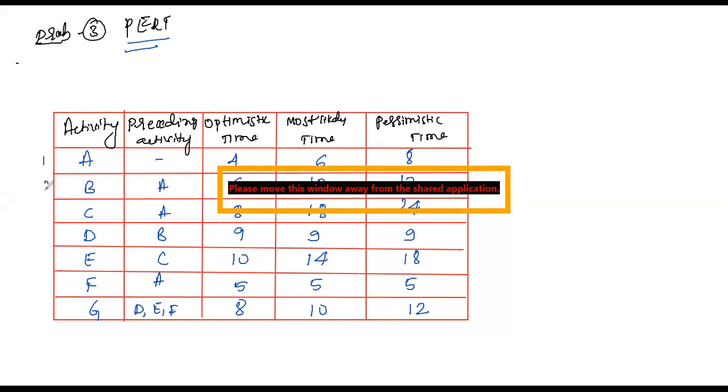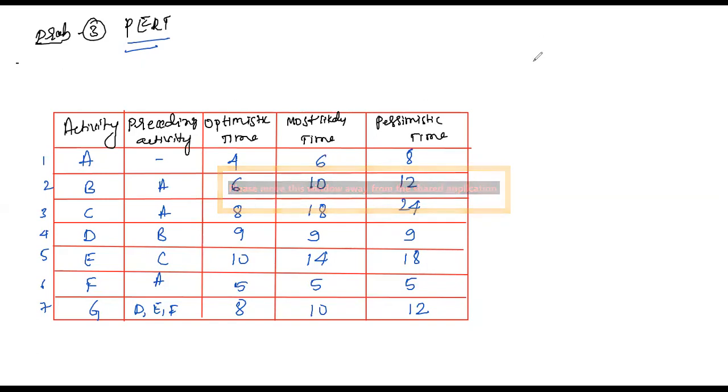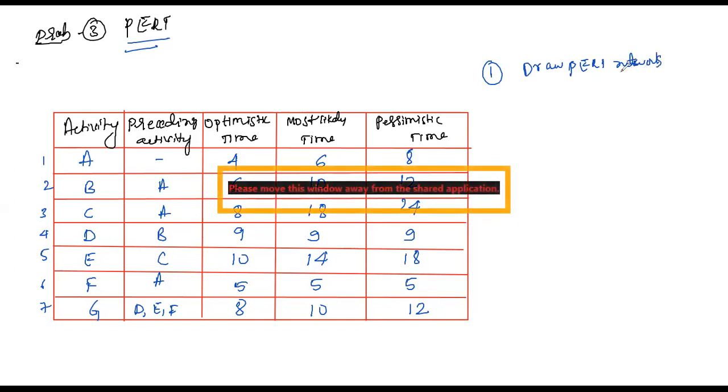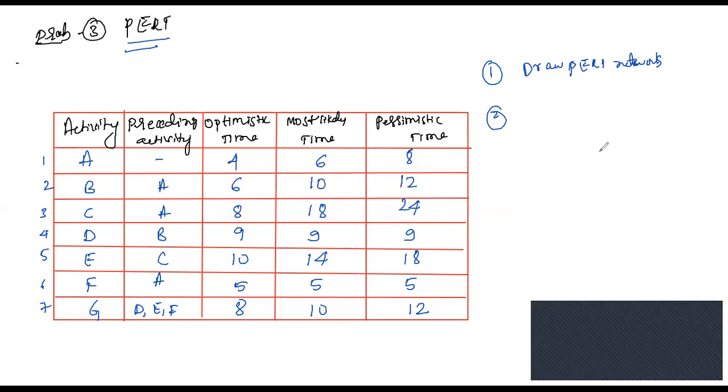For these 7 activities they have mentioned the optimistic time, most likely time, and also the pessimistic time. So activities and timings are given, and what we have to determine is, first, we need to draw the PERT network. It's nothing but a network diagram that we need to construct. So first one is the network diagram we need to construct.